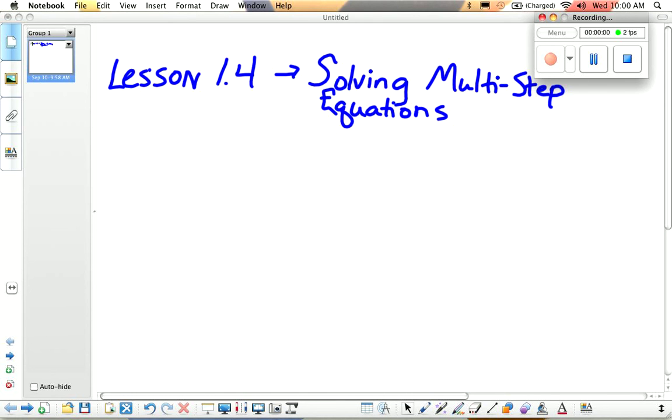Recorded notes online also. So, lesson 1.4, solving multi-step equations. We're not necessarily going to follow any specific thing in the book. Just follow along with me.